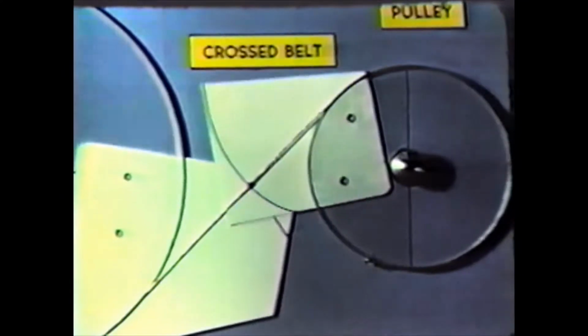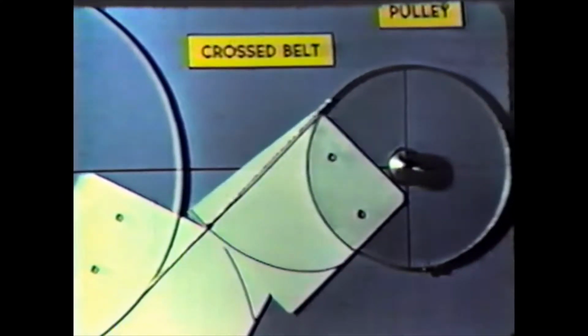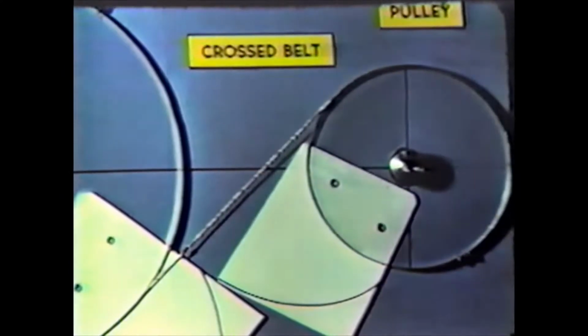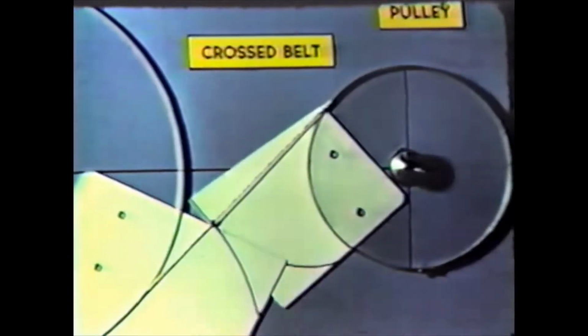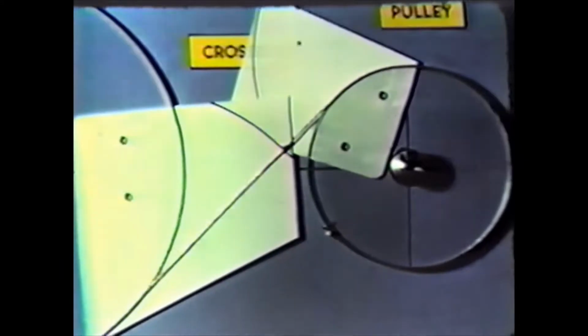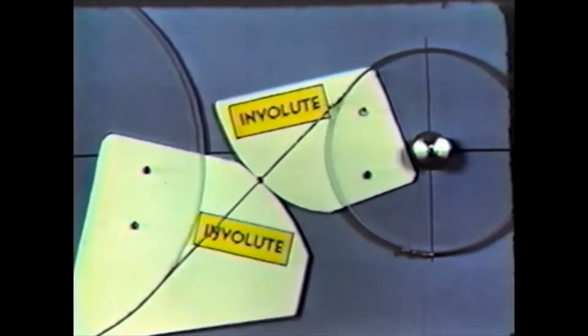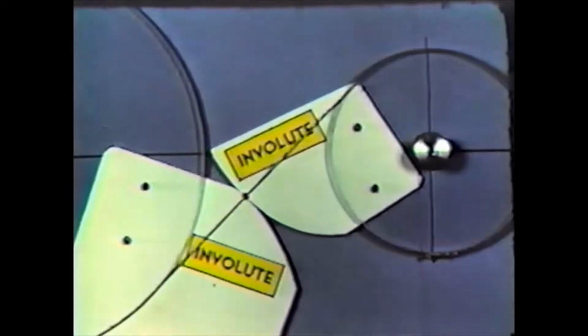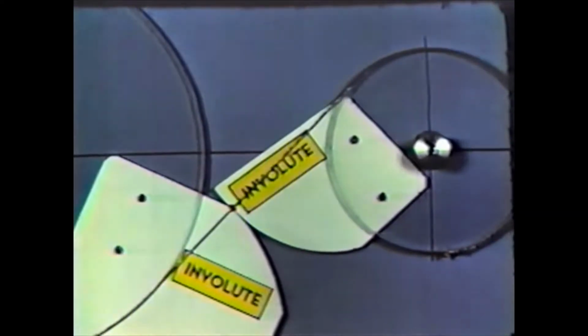Templates are attached to both pulleys. Now observe the movement of a point on the crossed belt. As the belt moves from one pulley to the other, the point on the belt traces involute curves on both templates. If these templates are cut to the traced curves, they produce mating involute profiles which will transmit uniform angular motion when the connecting belt is removed.